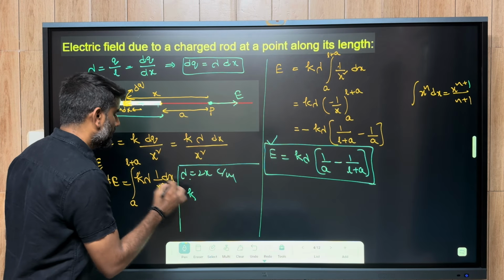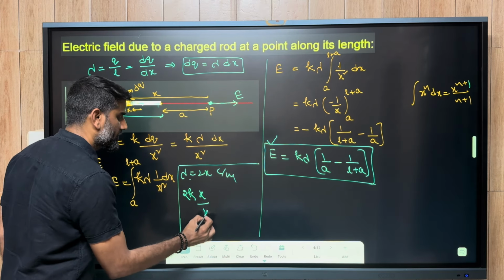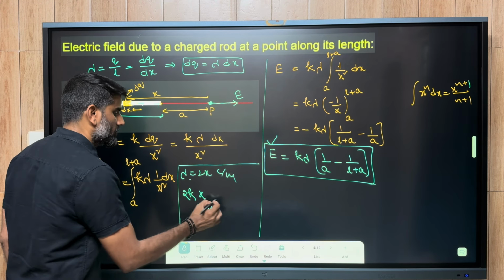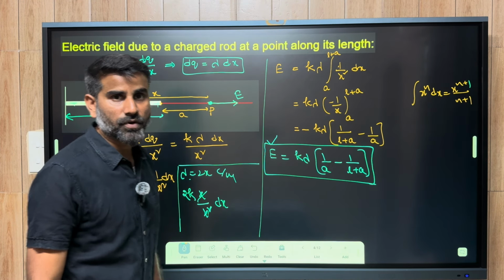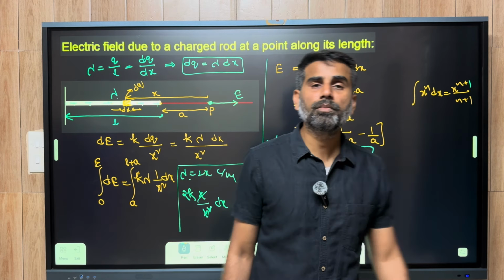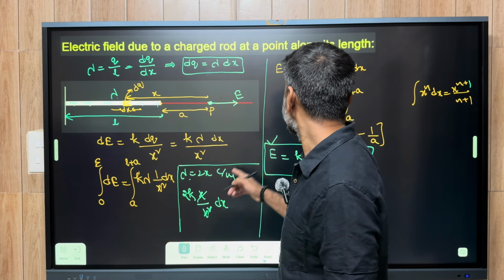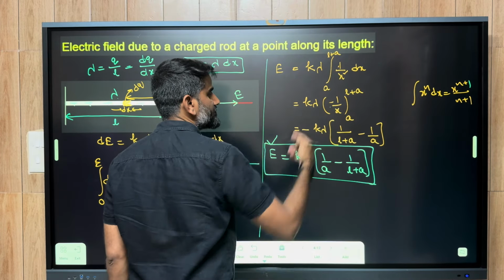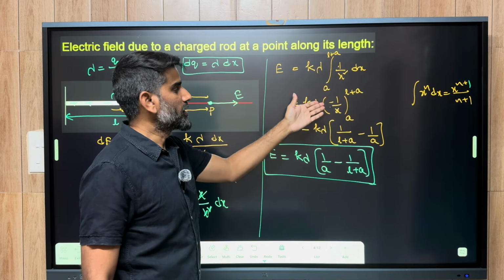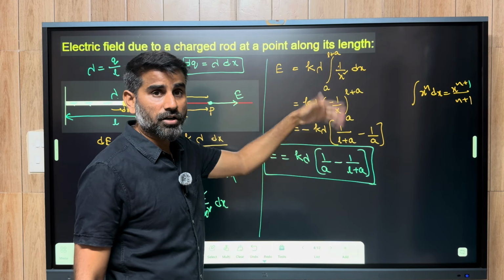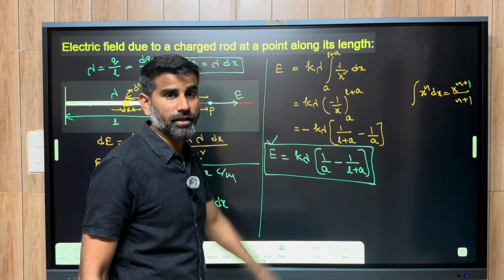Here we have k lambda, which is nothing but 2x. Again we have x square here, x square here, and dx. The x will get cancelled, leaving 1 by x. The integration of 1 by x will be log x. That means you'll get log x evaluated from A to L plus A, which is log of L plus A minus log A. That means log A minus log B is log A by B, so you can write log of L plus A by A.